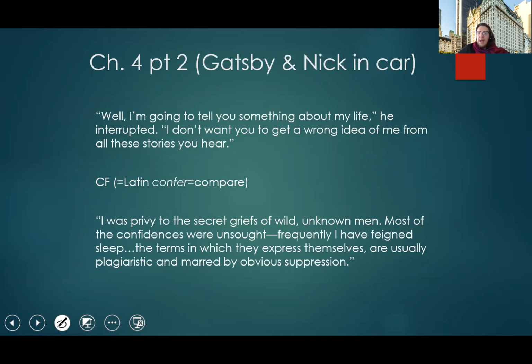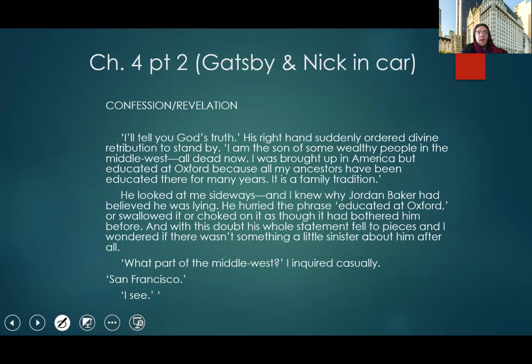We're about to see how much of the case that is for this particular moment. Is Gatsby himself guilty of this plagiaristic term of his confessions? And is he suppressing things? Well, here it comes. I'll tell you God's truth.